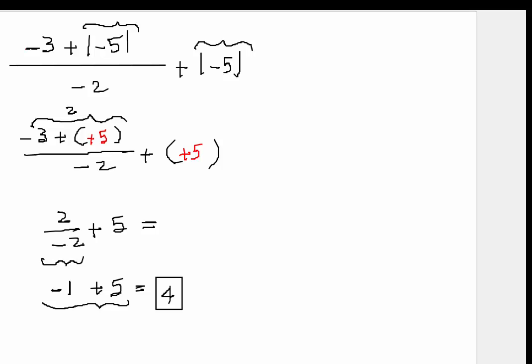Okay, we have a couple of questions. Now, I need to find out what the problem is. So let's break this into different steps. Let's call this step number 1. Step number 1 is to replace absolute value of minus 5 with its corresponding value plus 5.